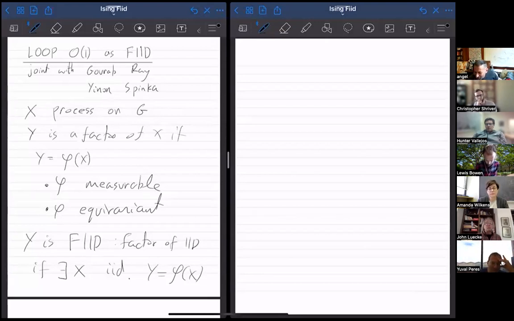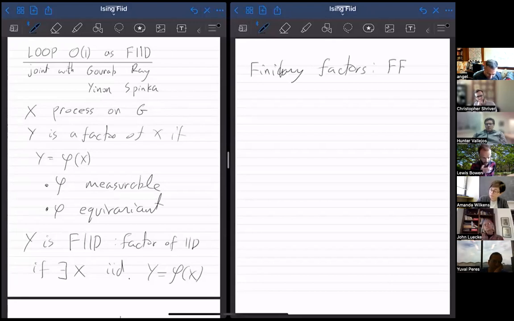Okay, but on Z^d and in general, factors are relatively well understood. So there is a second notion that is much more mysterious, perhaps, which is finitary factors. In the case of IID, we denote it FFIID, a finitary factor of IID. The process is a finitary factor of IID if the function can be determined by looking only at a finite sample of X.